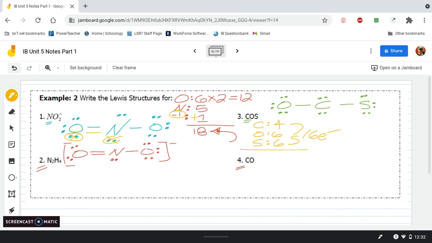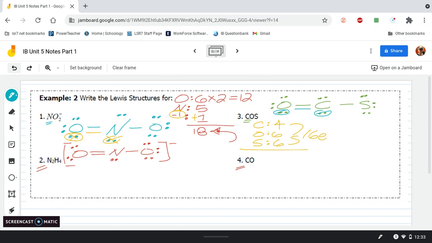So let's count up what we got here. Maybe you're starting to see a pattern. This is going to be 20. So 2, 4, 6, 8, 10, 12, 14, 16, 18, 20. 20 is too much. So let's go ahead and add a bond. I'm going to go ahead and do a different color. I'm going to go ahead and add a double. Count again, 2, 4, 6, 8, 10, 12, 14, 16, 18. So we're at 18, but 18 is not 16. So we've got to go again.